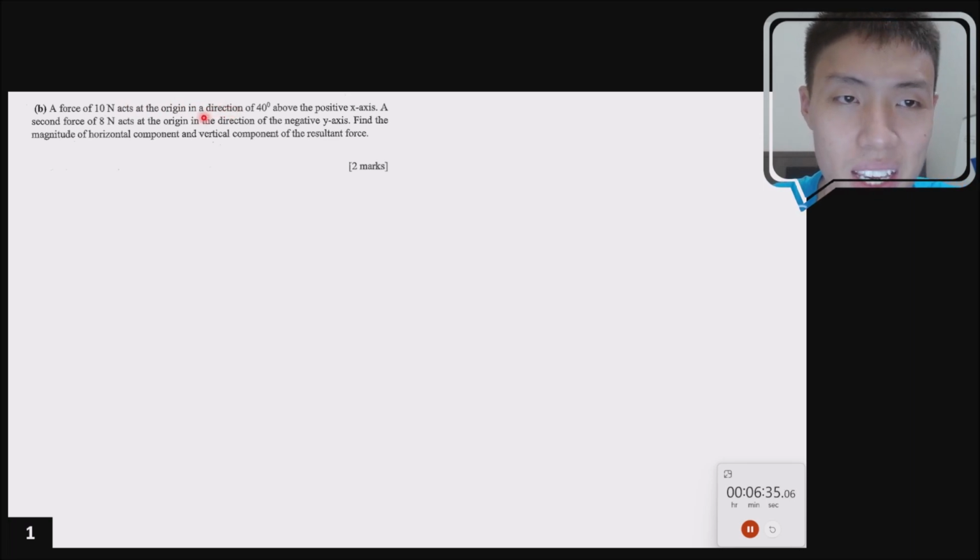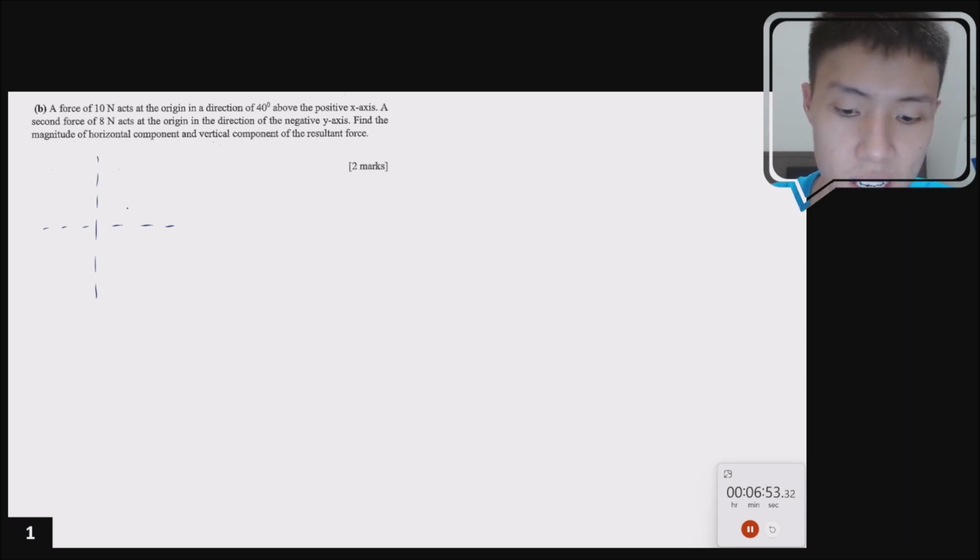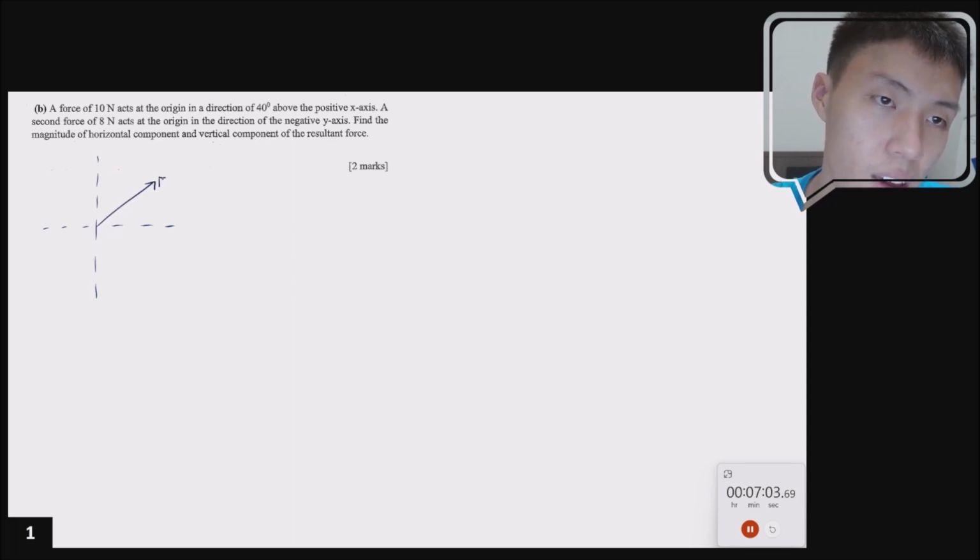A force of 10 Newton acts at the origin in the direction of 40 degrees above the positive x-axis. So let's probably sketch the axis first, so we are able to sketch out the situation. We have our x and y axis. You have a force of 10 Newton, 40 degrees above the positive x-axis. Positive is this side, this is negative, so above positive is over here. So your 10 Newton should be around here. Let's call it F1. F1 is equal to 10 Newton at an angle of 40 degrees above the positive x-axis.